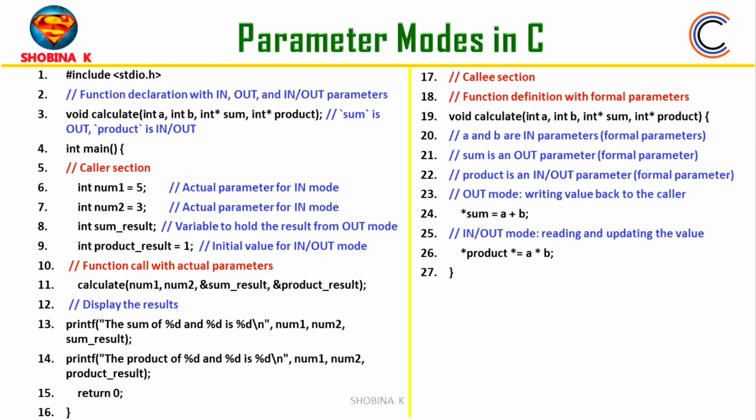It takes 4 parameters. Int a and int b are in parameters. Int asterisk sum is an out parameter. Int asterisk product is an in-out parameter. Asterisk sum equals a plus b.